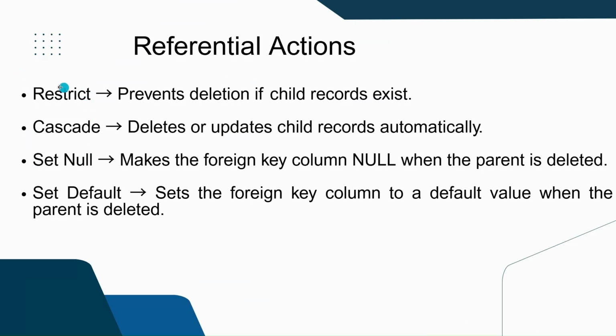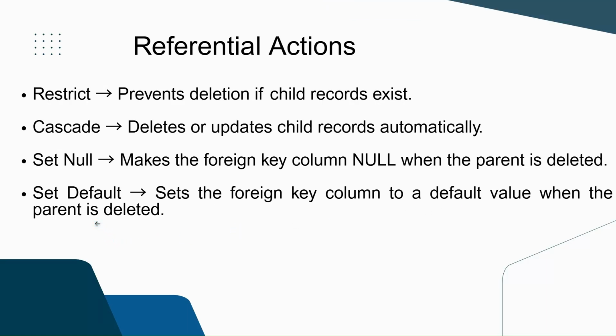So these are the four actions we have. Restrict, it prevents a deletion if a child record exists. Cascade, it deletes or updates the child records automatically. Set null, it makes the foreign key column null when the parent is deleted. Set default, it sets the foreign key column to a default value when the parent is deleted.